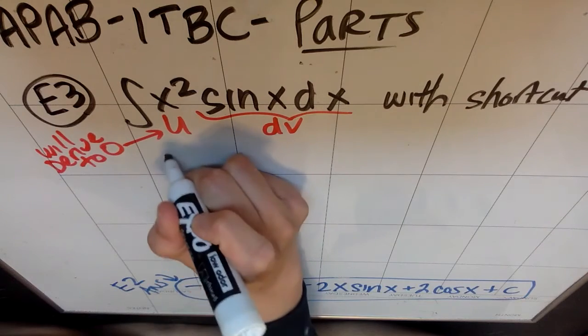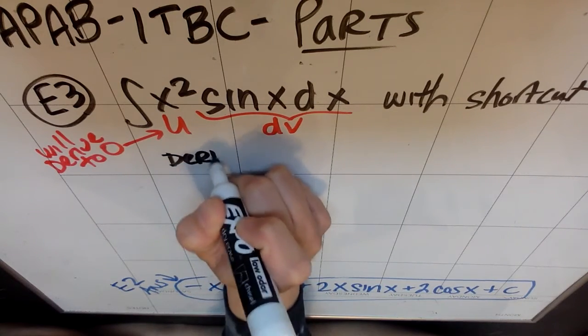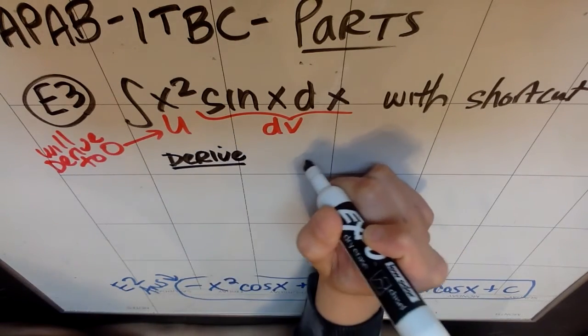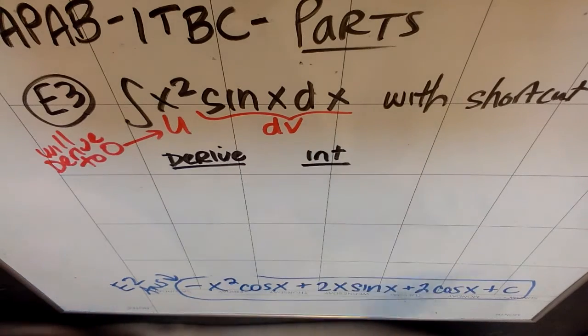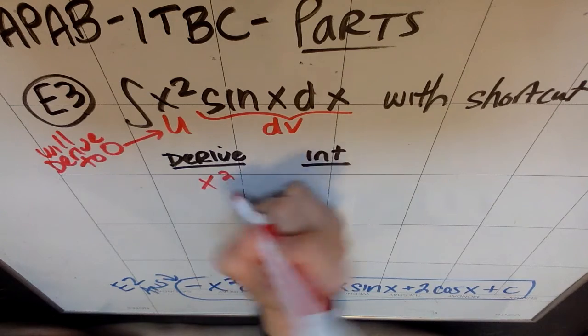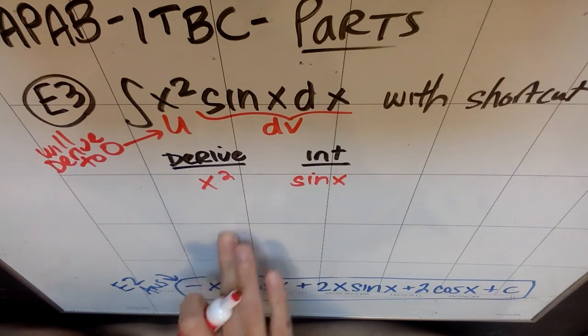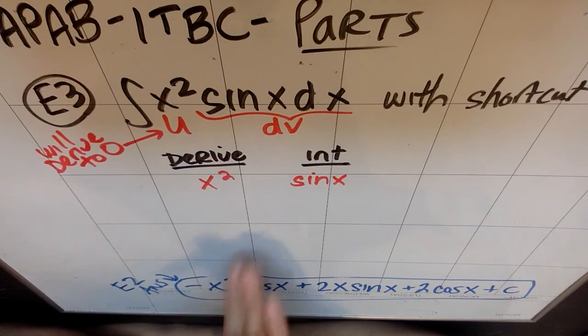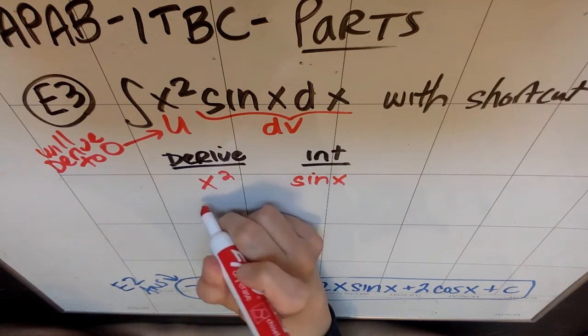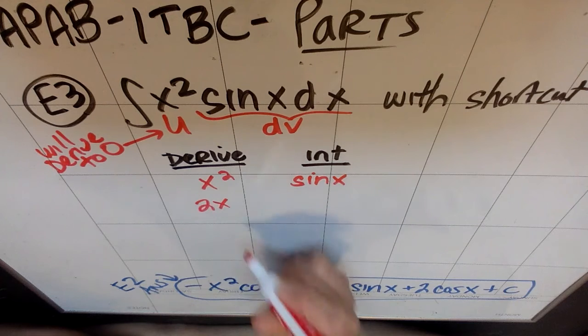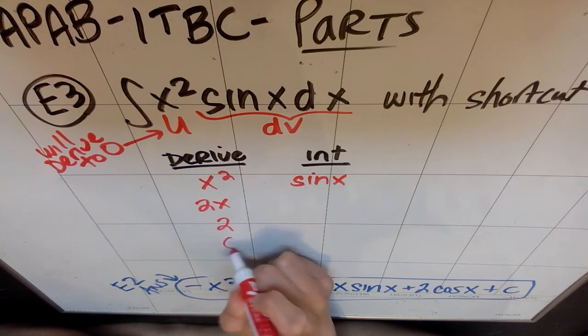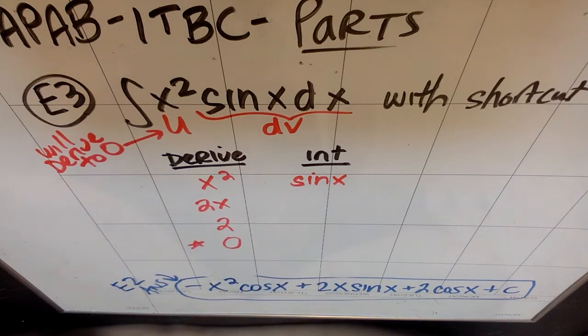You're going to have a derive column or a differentiate column, right? And it's going to be your u's, and you're going to have an integrate column, right? And it's going to be your dv's. So I'm going to start by listing my u, which is x squared, and my dv, which is sine of x, right? I'm now going to derive my u column until it gets to 0. So the derivative of x squared is 2x, the derivative of 2x is 2, the derivative of 2 is 0. That's where I'm going to stop. I'm going to stop when it hits 0.